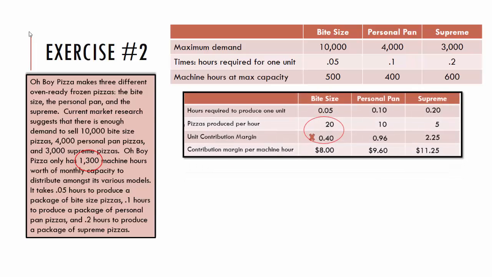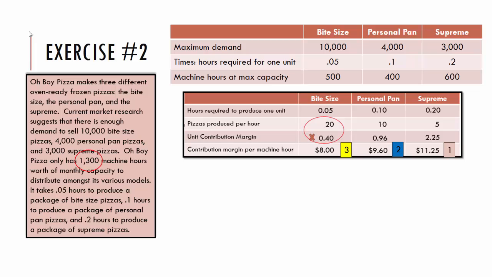It's easy enough. You go with what has the highest contribution margin per unit of your constraint, per machine hour in this case. Since Supreme's the highest, we're going to make those first until we've made so many that we don't think we could sell anymore, until we meet that maximum demand. In which case, we're going to move on to the second best thing we have. And the second best thing we have is Personal Pan pizza. And then, if we've made as many of those as we think we could reasonably sell, then we'll move on down the line to what has the next highest contribution margin per unit of our constraint, which is the bite-sized pizza.